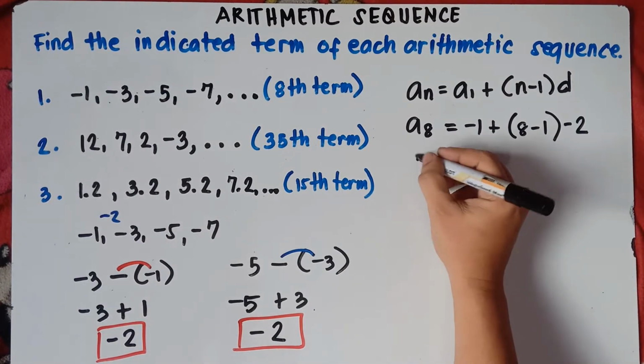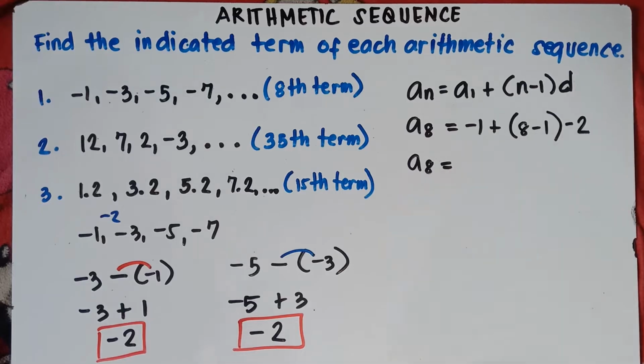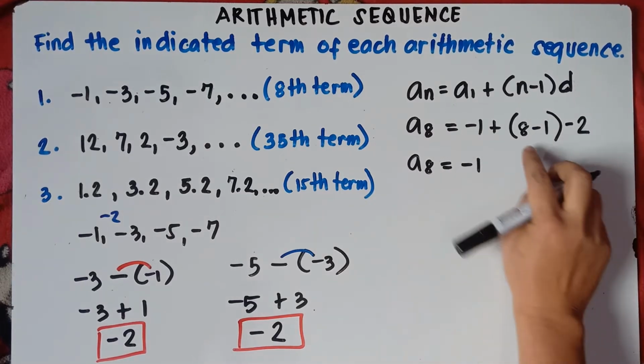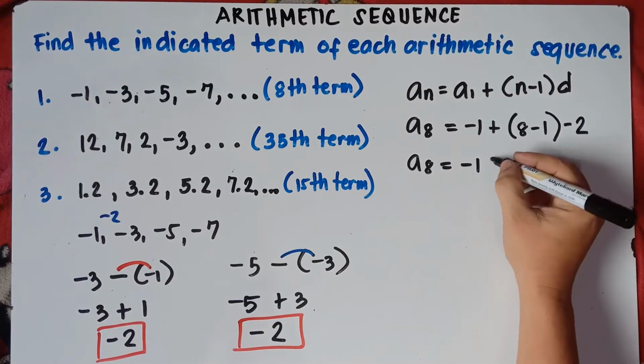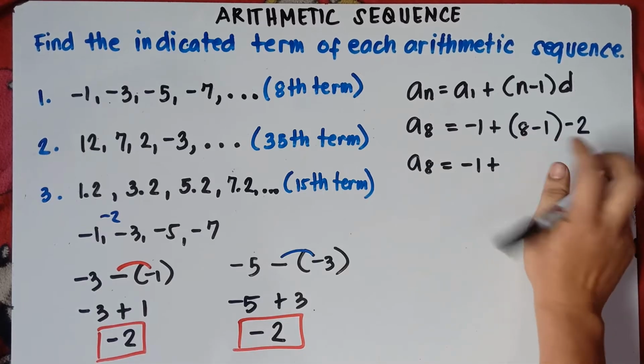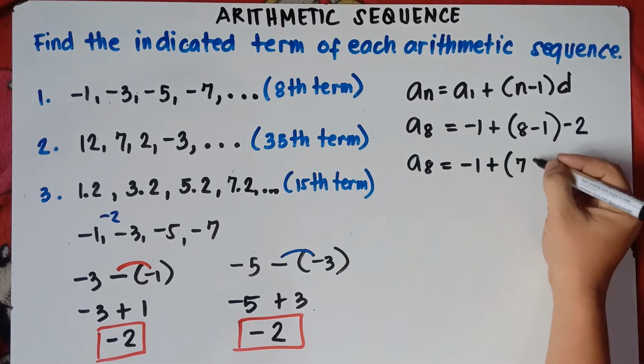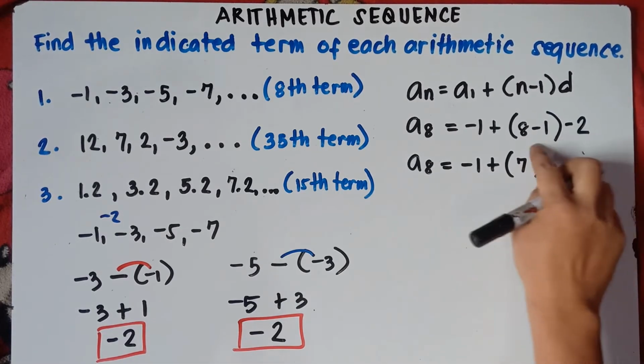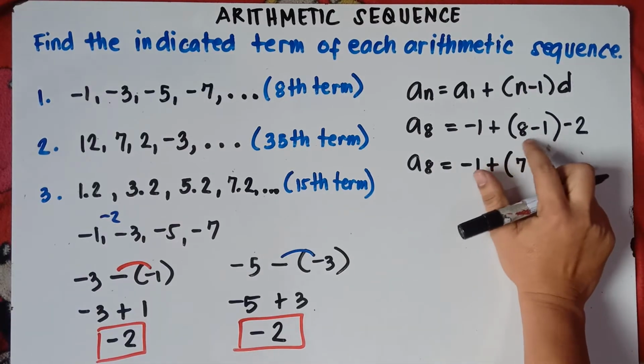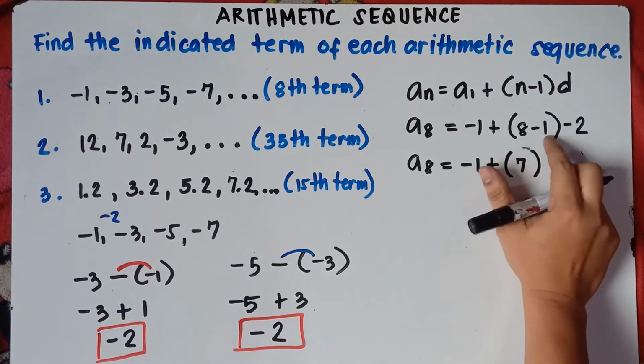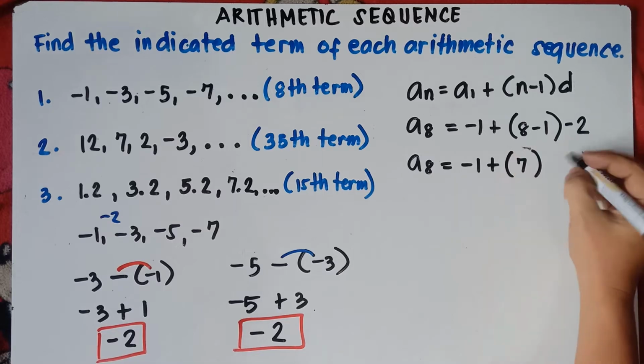So this will be a sub 8, or the 8th term. That would be negative 1, copy the plus sign. 8 minus 1 is 7. You put parentheses because you need to multiply this one, class. So simplify inside the parentheses first. 8 minus 1 is 7. Then you copy negative 2.